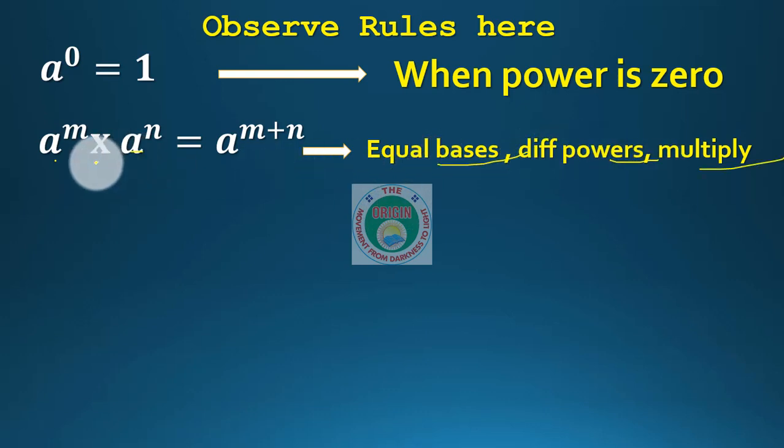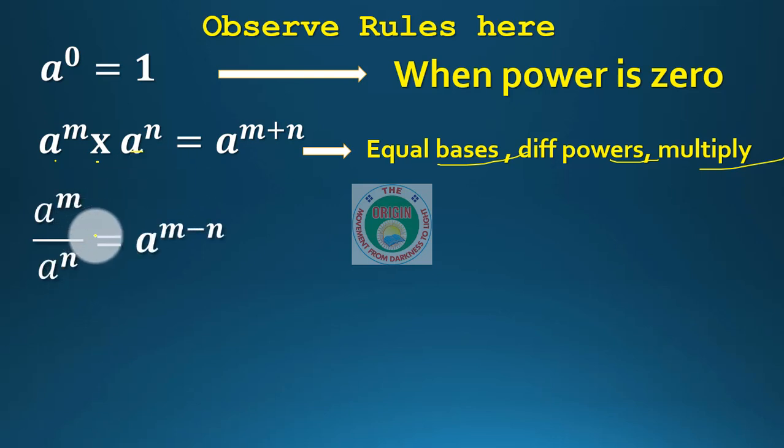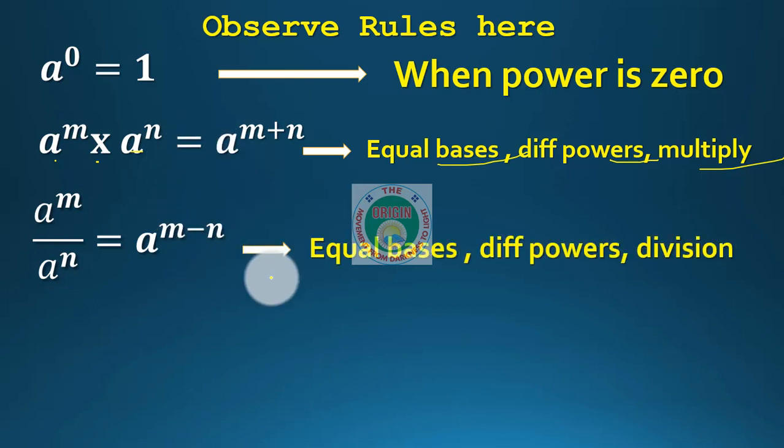That should be under the multiplication. Next, a power m by a power n equal to a power m minus n. Same, it is in the division and that one was in the multiplication. Equal bases, different powers and division it is. a by b, this should be there, then only you can use this formula.